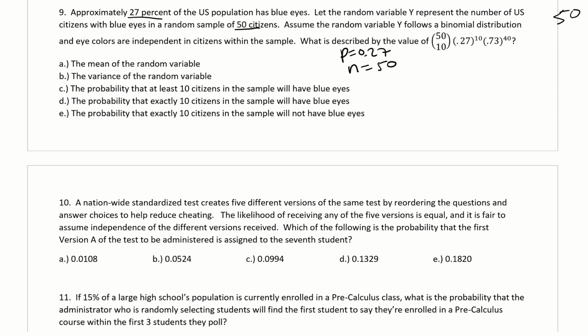What is described by the value of that? Okay, so this is the number of trials, number of people in the sample, U.S. citizens, and then we want 10 with blue eyes. So we're finding the probability that there's 10 with blue eyes, right? And then those are the percentages. Okay, so the probability that exactly 10 citizens in the sample will have blue eyes. So the answer is D.